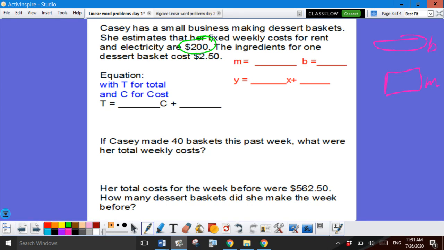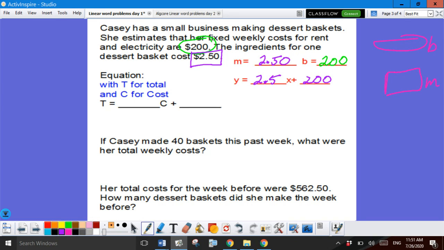This is my B. That amount is not going to change. I'm going to have to pay rent and electricity of $200 whether I sell 5 baskets or 100 baskets. Okay, that is my B. That means that my 2.50 is what's going to change. So that is my slope. Okay, that is my slope. So the M is 2.5, the B is 200. So 2.5x plus 200 is my equation.